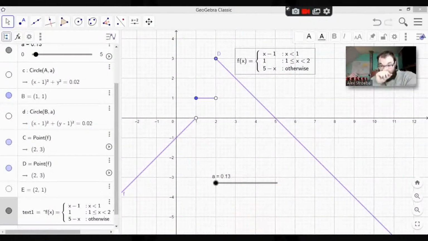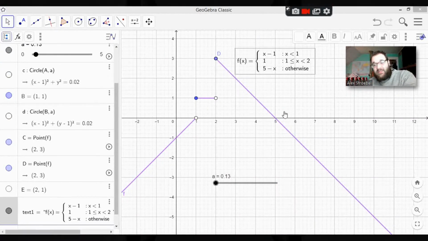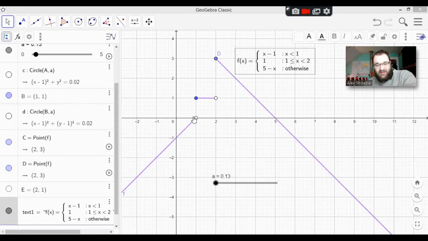Let's take a look at this graph. So this graph is a piecewise function defined by this. You can see it goes along here, and then it jumps up to here, jumps up to here, and then it goes down.